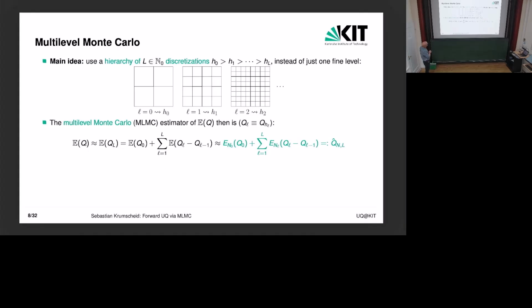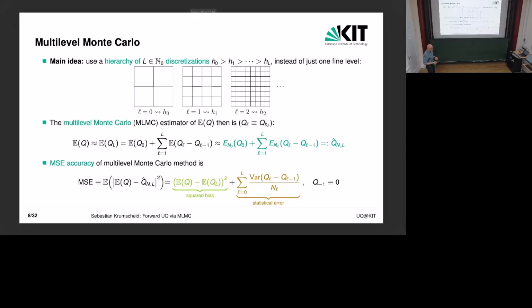So we want to estimate the expectation of Q. We approximate this by the expectation of our quantity of interest computed on a certain finest level, which is now capital L. But now, instead of using Monte Carlo directly, we split this into a telescoping sum, and then we use a Monte Carlo approximation on every level. Okay, that's the whole idea. Super simple. And the added benefit is that now we have more degrees of freedom that we can tune, namely the different sample sizes for a Monte Carlo estimator on each level.